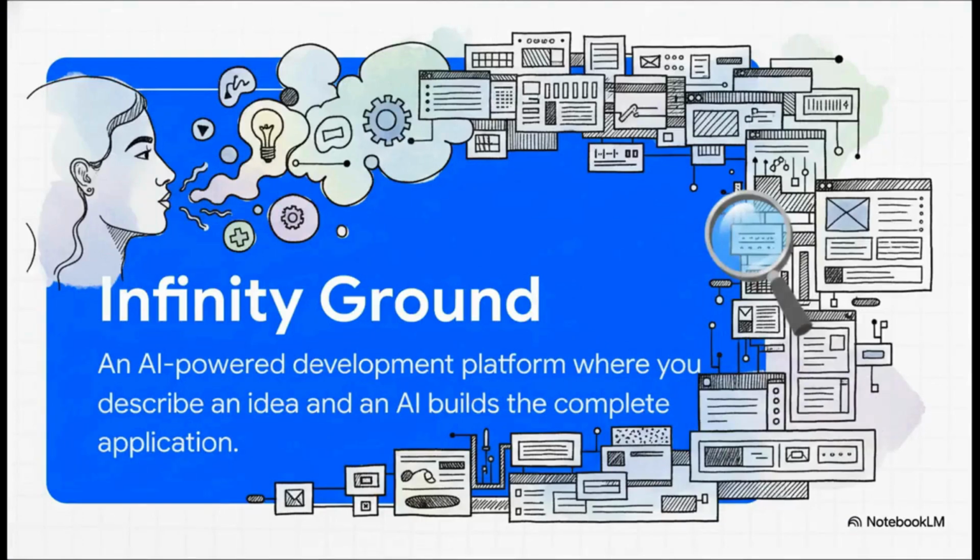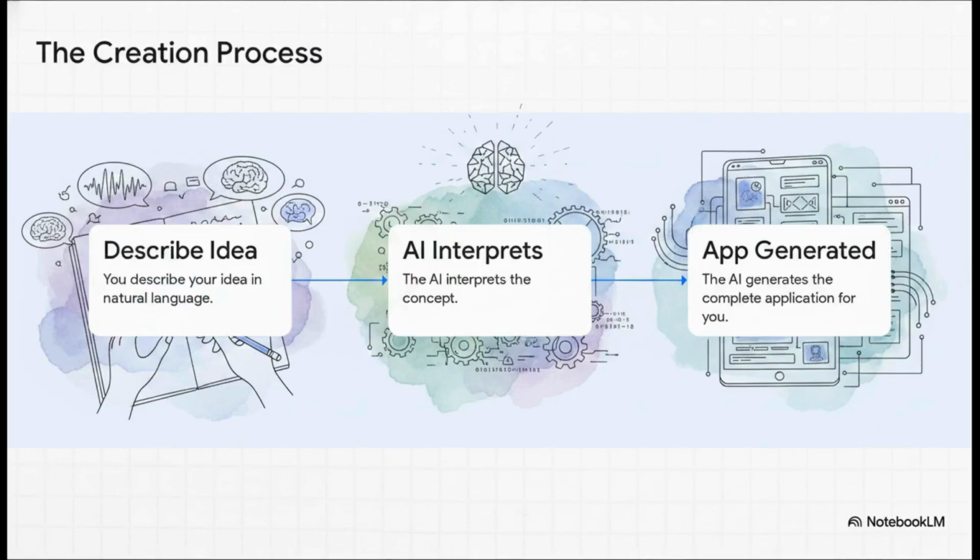At its heart, Infinity Ground is an AI-powered development platform. But the crucial difference here, the thing you have to get, is that you're not a programmer writing lines of code. You're more like a director, and you're using plain English to tell an AI what to build. The whole process is designed to be ridiculously simple. Step 1, you just describe your vision. Step 2, the AI engine interprets what you're trying to do. And step 3, it generates the complete working application. That's it, from your brain to a real app.